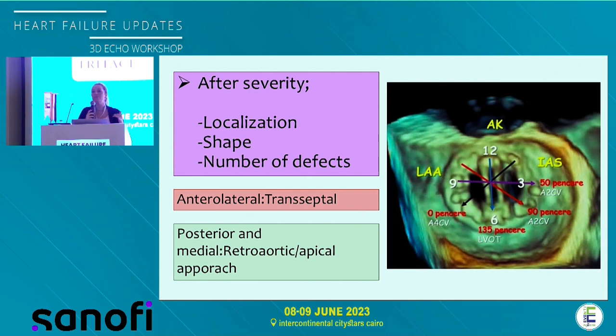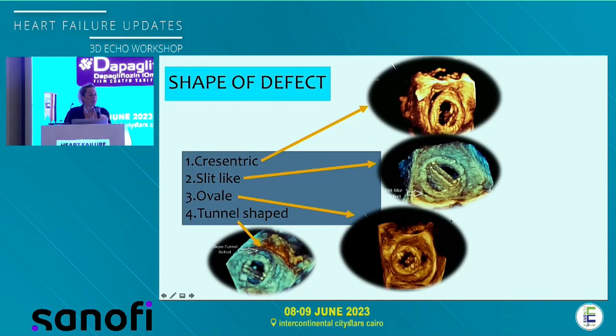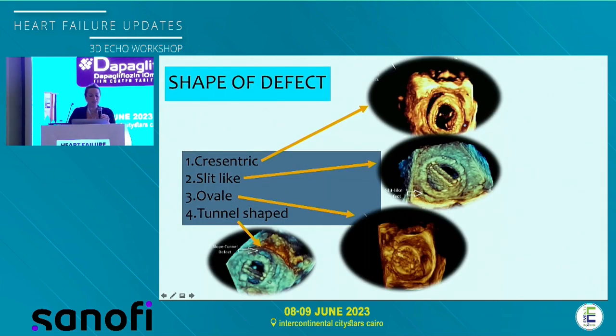And for the anterolateral defects, we use the transseptal approach. And if the leak is posterior or medial, we use mostly retroaortic and apical approach. I can show it here too. If we have a lateral one, we are using transseptal approach. And we can also utilize retrograde and the transapical for the medial ones especially. And about the shape of the defect, you can see the crescent-ring defect and slit-like defect, oval defect, and tunnel-shaped defect as well.